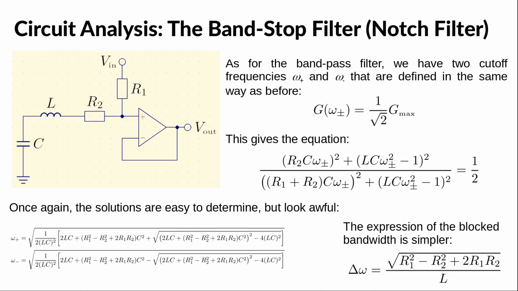As for the bandpass filter, we have two cutoff frequencies that are defined exactly as before. I give the expressions at the bottom left, and once again I advise you to try to derive them on your own as an exercise. We can define the blocked bandwidth delta omega as omega plus minus omega minus, and again its expression is surprisingly simple and given at the bottom right.